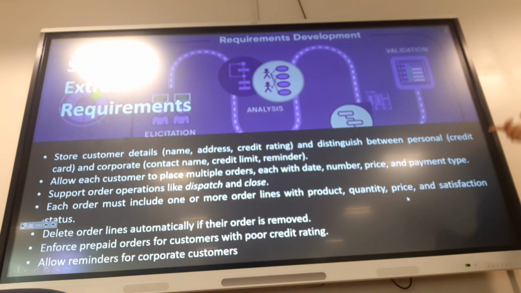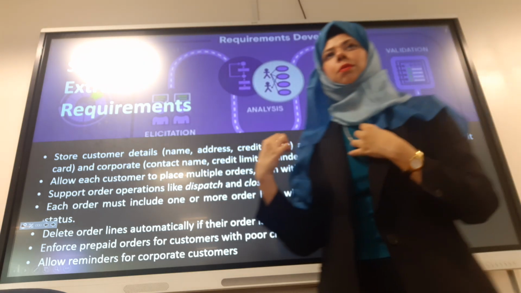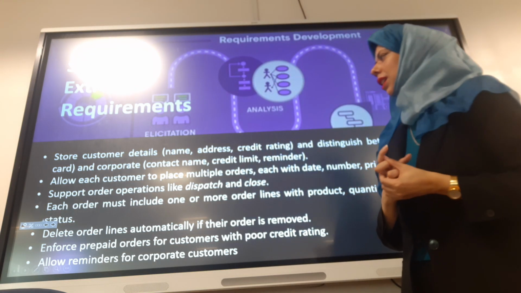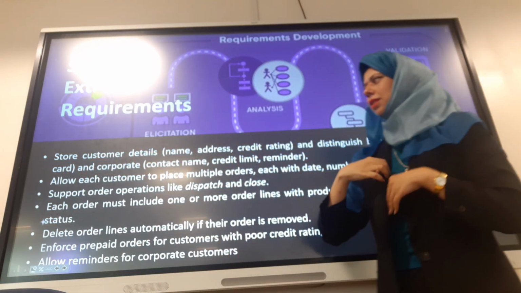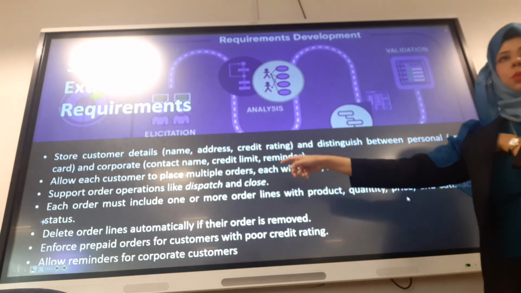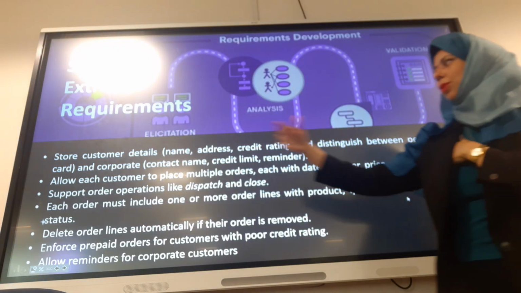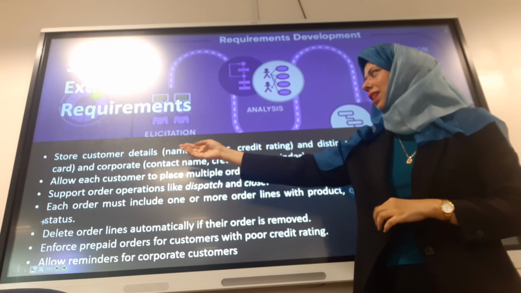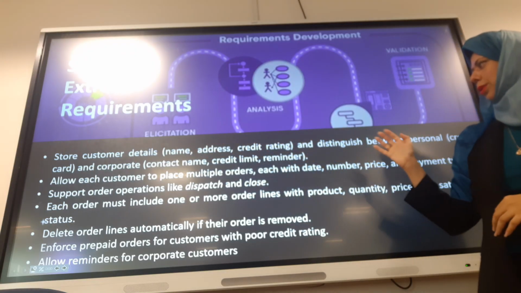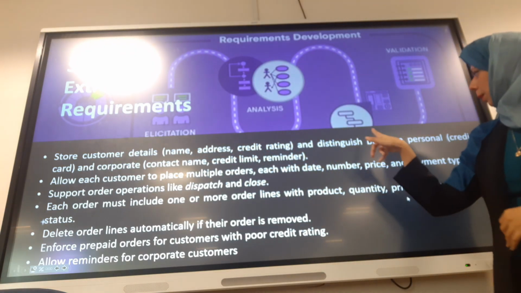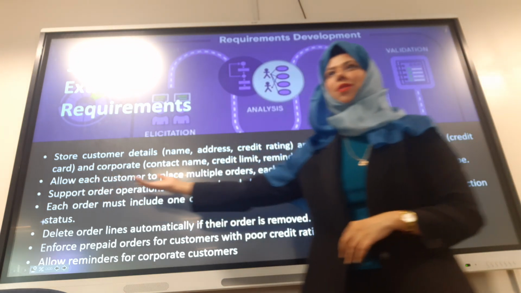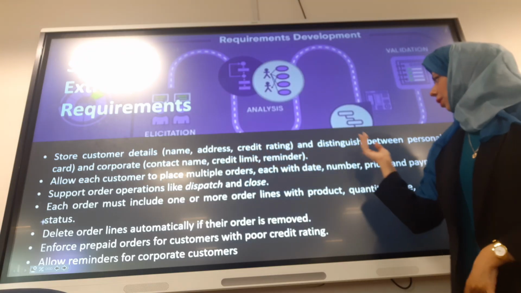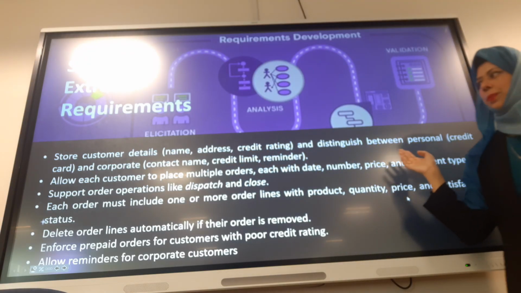So let me just go through the actual requirements gathered and the final model of the class diagram. So here we can say, for example, store customer details. And again, we want to avoid any ambiguity, so we want to provide these details, like what are these? Name, address, credit rating, and so on. Then we can subdivide this into personal and corporate, again telling what features are meant for this one, what features are meant for the other.